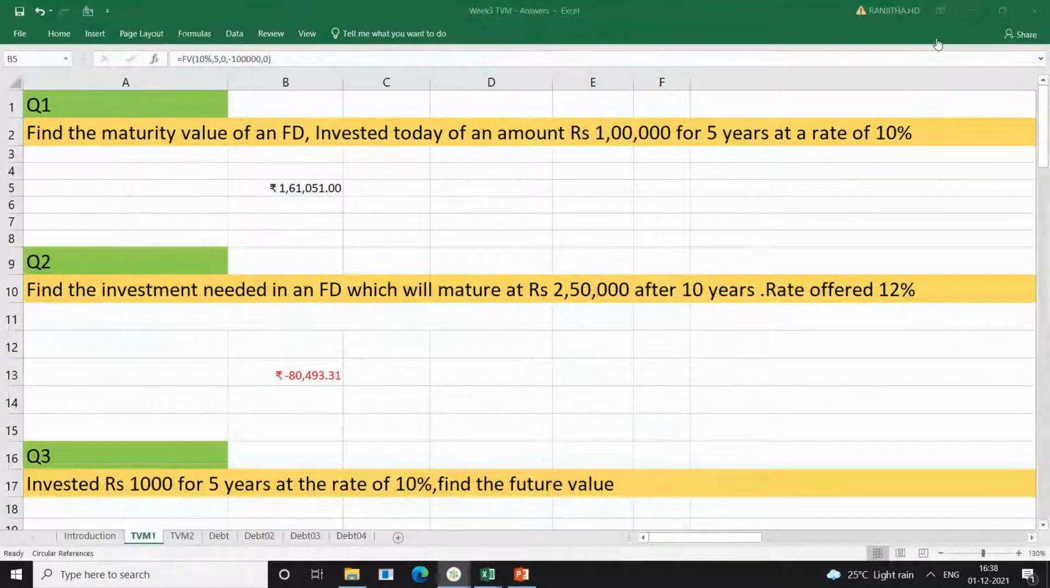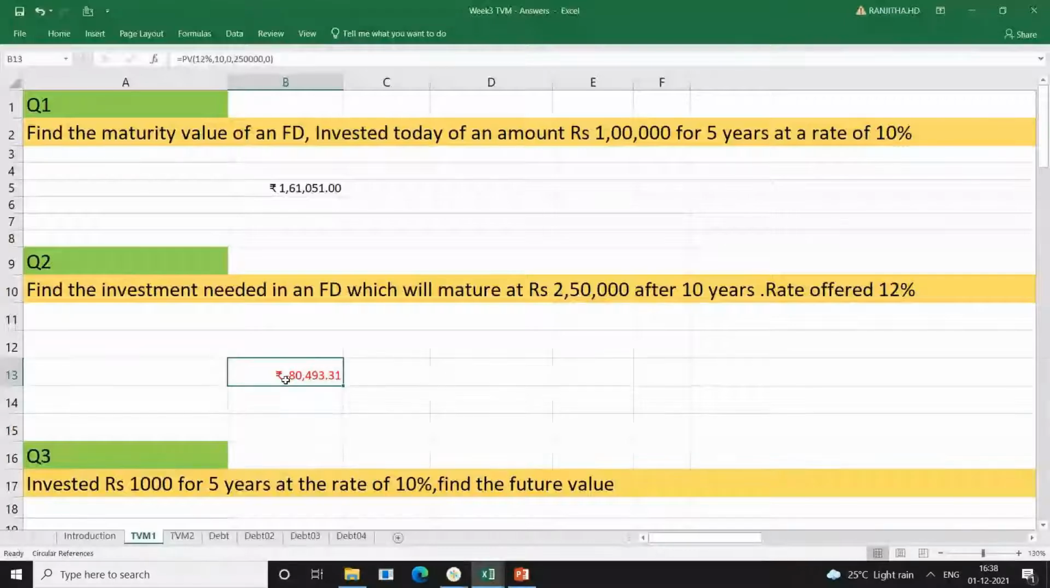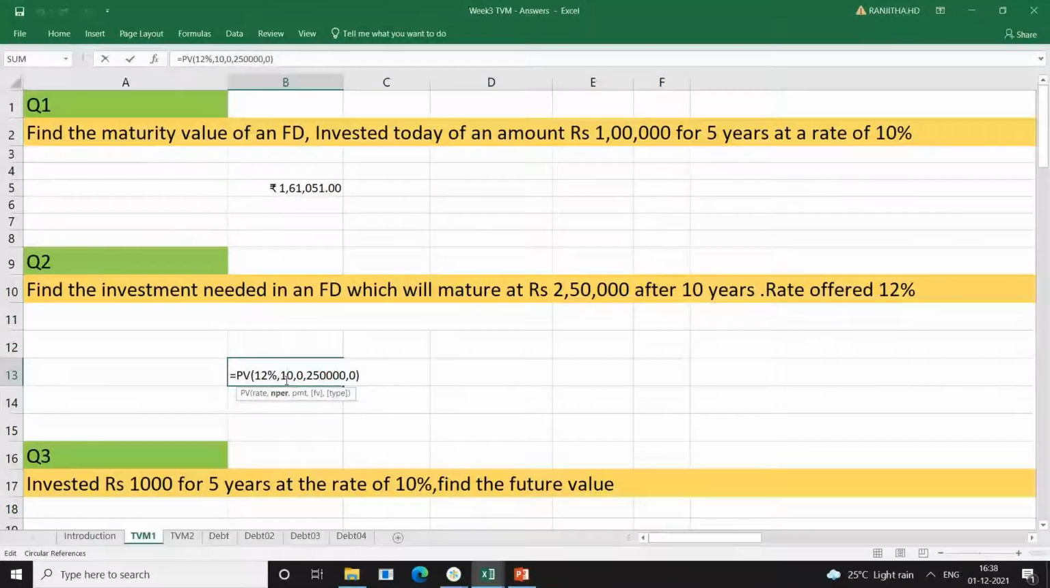Now how about the second? Find the investment needed in an FD which will mature at 2,50,000 in 10 years. The rate will be 12%. So here we will use PV. We need to find the present value. So as usual, rate, N per, then the FV value we need to give, then 0, enter. The last one, the 0, is not mandatory. You can just give the value and enter it.